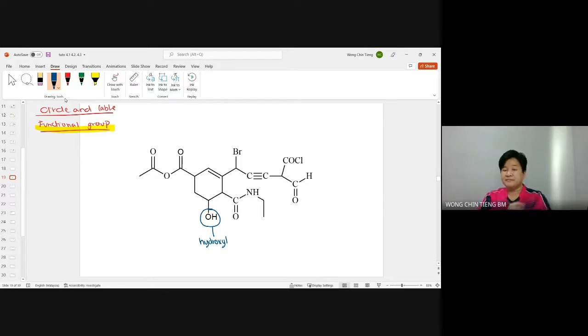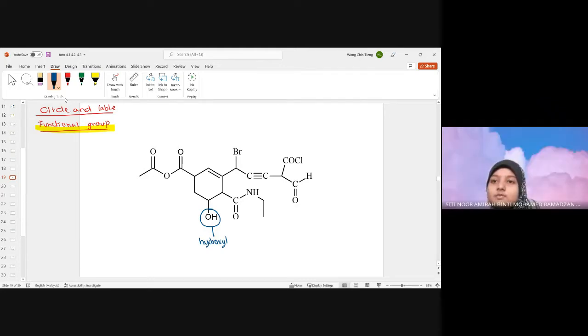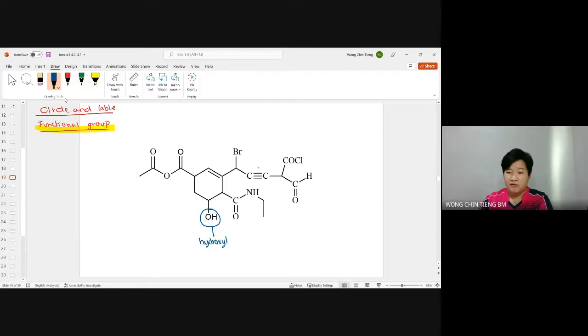Next. Lagi? Carbon-carbon triple bond. Alright, Amira nampak carbon-carbon triple bond. So I have a C triple bond C over here. And that, just circle and label. Circle and label. Carbon, carbon, triple bond. Itu sahaja. Alright?